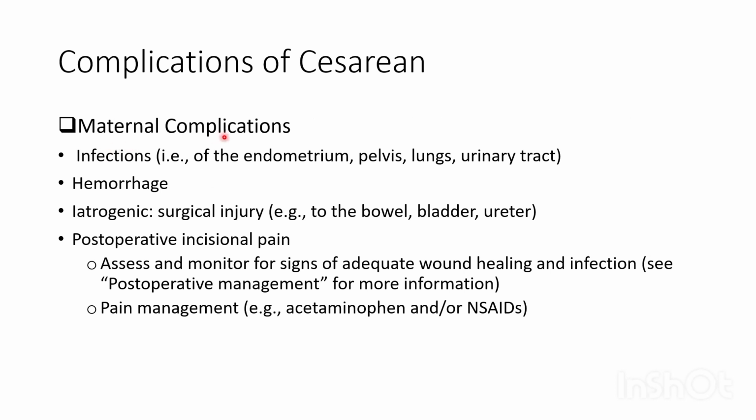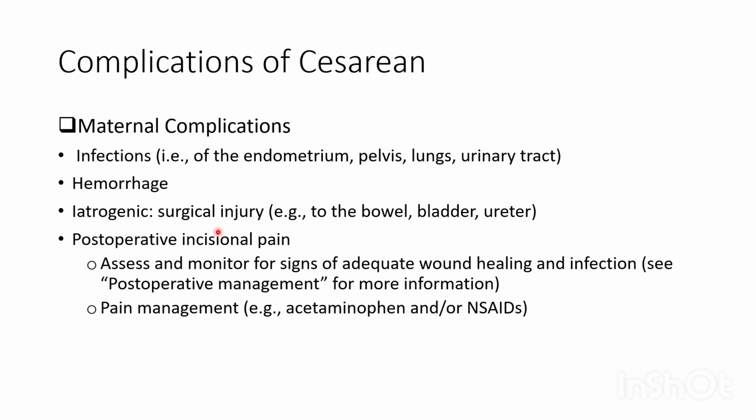Maternal complications related to C-section. During surgery, infection might be introduced into the endometrium, pelvis, lungs, or urinary tract. Hemorrhage. During spontaneous vaginal delivery, there are sustained uterine contractions which compress the blood vessels of the uterus, so there is less bleeding. But in C-section, there is no such effect, so there will be more blood loss or hemorrhage.